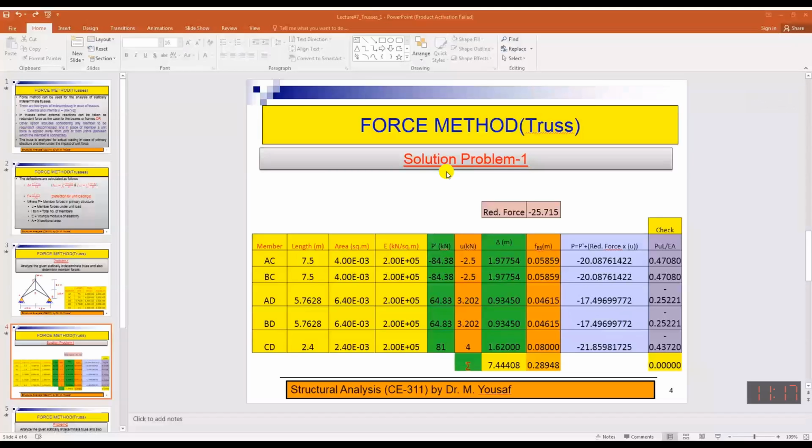Laiba, you are being removed from the session. Laiba. Yes, sir.